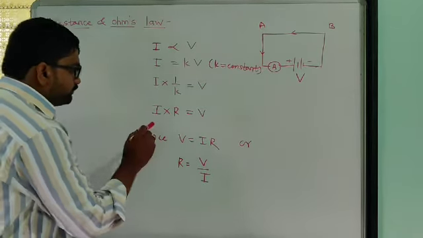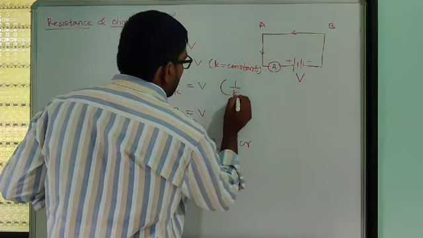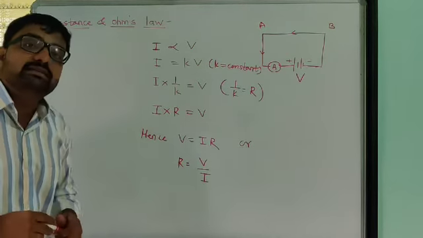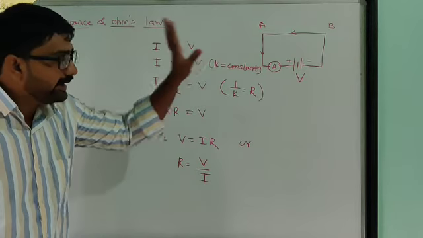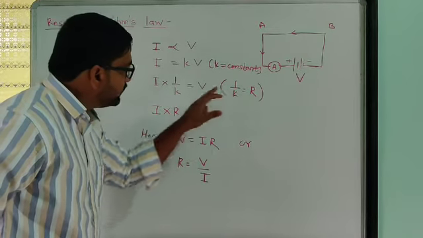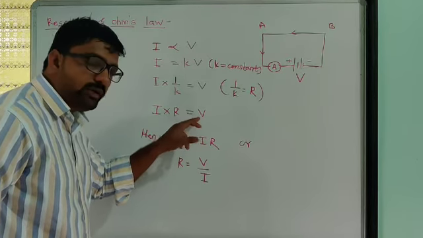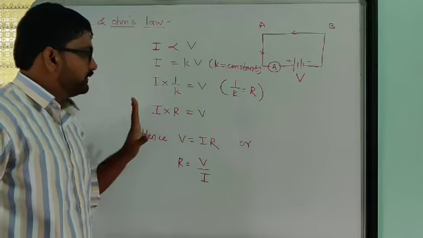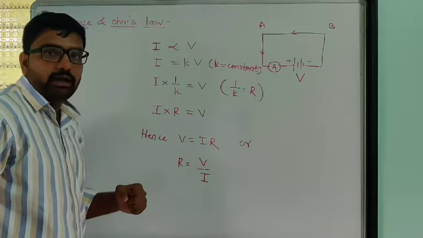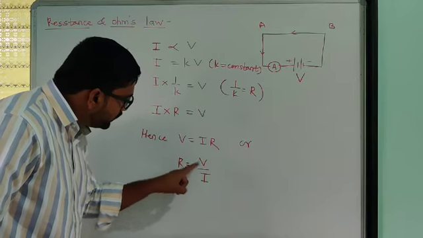Here, I into R, so this 1 by K we call R. And this R is nothing but the resistance of that particular electric conductor. 1 by K is nothing but the resistance. So we can say that I into R will be equal to V, that is the potential difference. So V is equal to IR, or we can say that R will be equal to V by I.